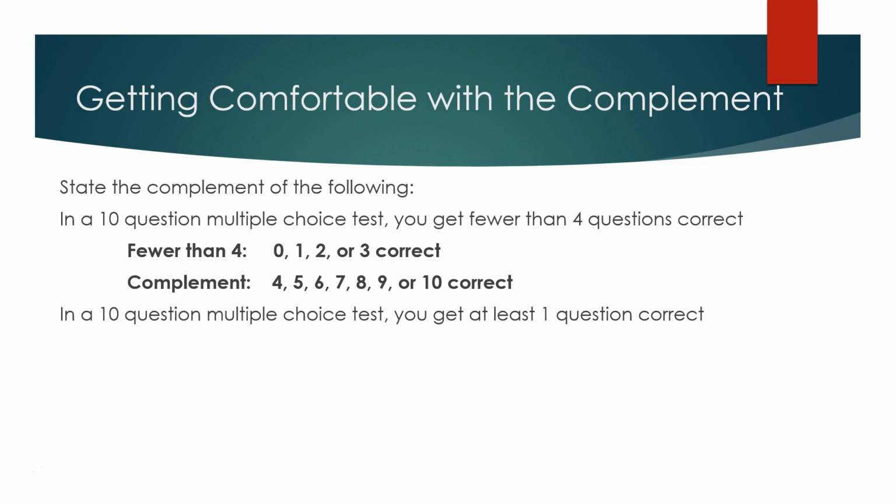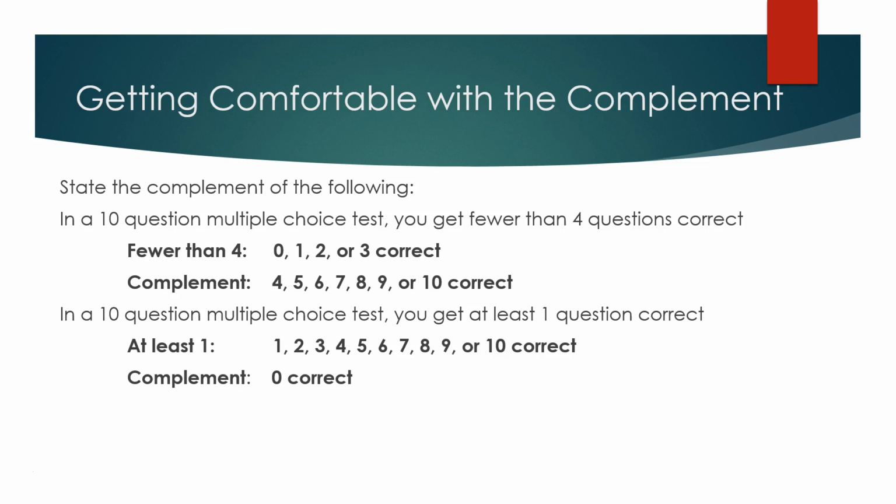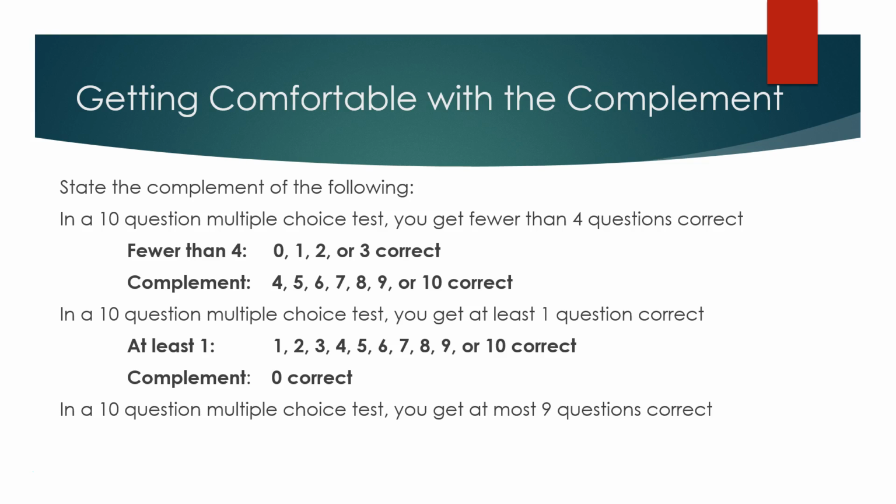In a 10-question multiple choice test, you get at least 1 question correct. So at least 1 is 1, 2, 3, 4, 5, 6, 7, 8, 9, or 10, which is a pretty long string of events here. But the complement would be that we get 0 correct. In a 10-question multiple choice test, you get at most 9 questions correct.